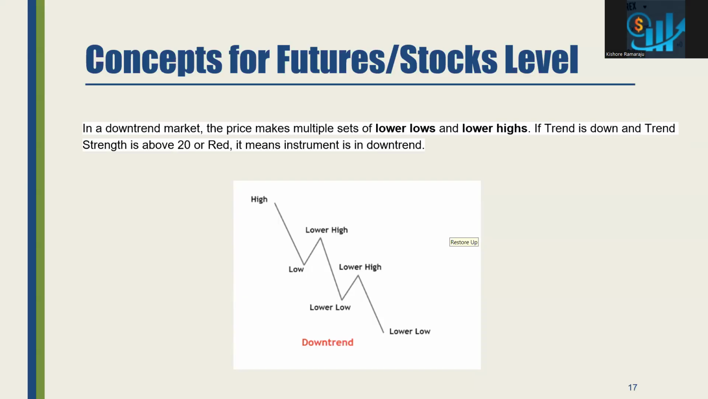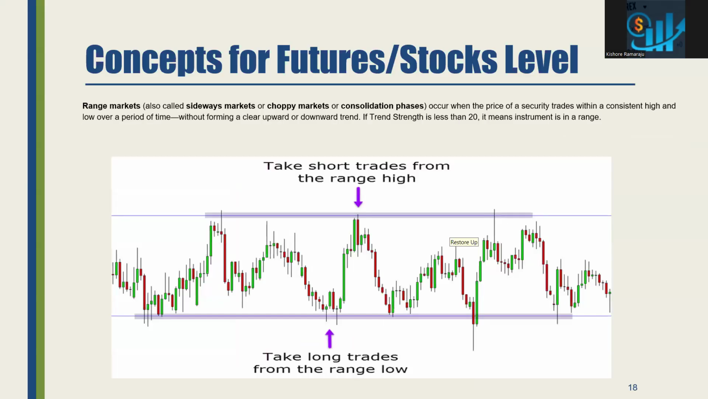Then there is one more type of scenario which is called a range market, or a consolidation market, or a choppy market, where price goes to a level, comes down, again goes to the same level, again comes down. Generally in Price Pulse, you see a blue box. Whenever we see this type of choppy scenario, price will be just consolidating in a small box. This type of market is called a sideways market or a range market.